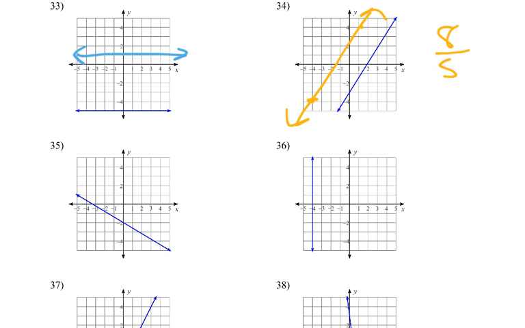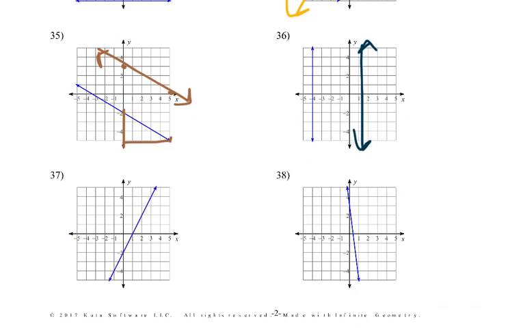35, picking those points. Here's a point, here's a point, down 3 to the right 5, pick a point, down 3 to the right 5, there's my parallel line. Vertical, just pick a vertical line and draw it. Those ones are easy, aren't they?